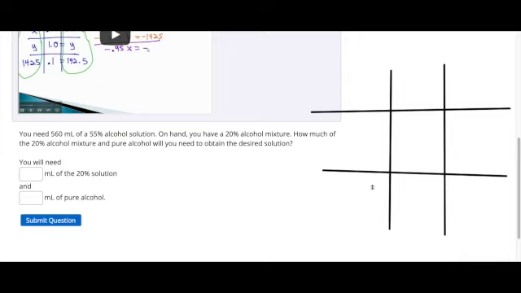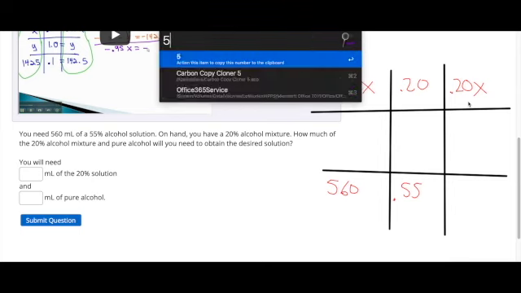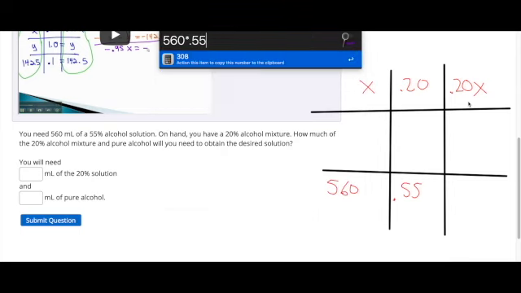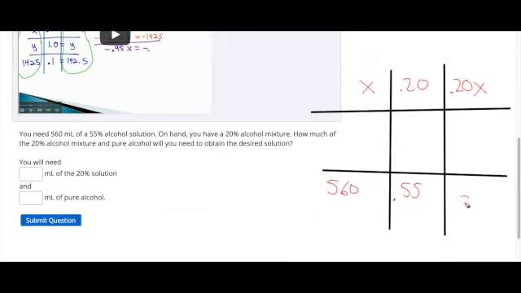So we need to have 560 milliliters of 55% solution. And you have a 20% alcohol mixture. So we're going to fill that in right away because we don't want to waste time with that. 560 times 0.55. 308. Okay. 308. What else do we have?